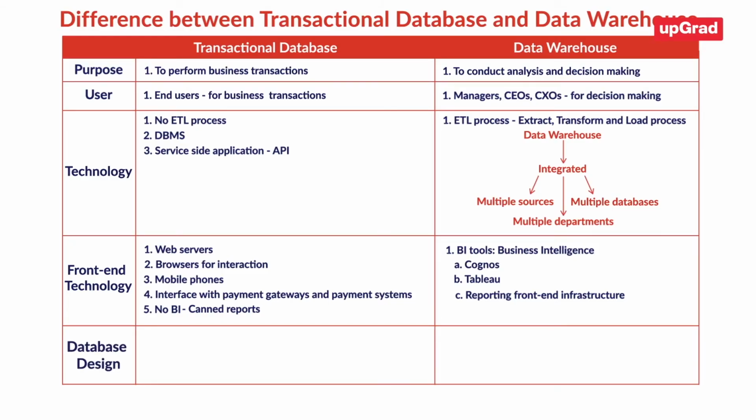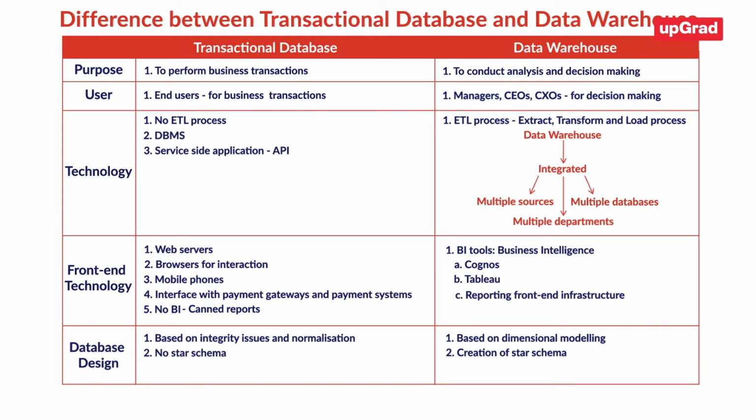What I wanted to talk about next is the design of that particular database. For those who are familiar with database design, the transactional database is generally designed keeping in mind lots of integrity issues and normalization. These are the different kinds of considerations that go into the design itself. On the other hand, the data warehouse database is designed based on, for example, dimensional modeling, right? In dimensional modeling, the nature of the schema, we use the term star schema. You don't create a star schema in a transactional database, right? You create a star schema in the data warehouse database.